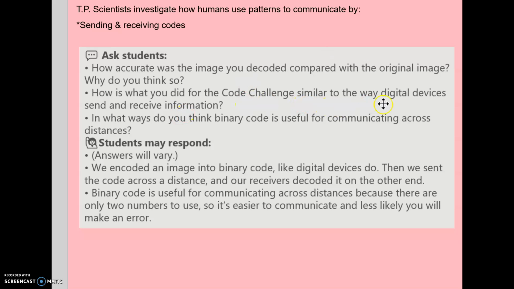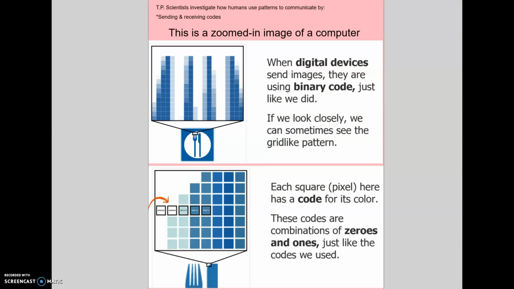And this is very similar to the way that digital devices send and receive information, because it uses binary code, just like digital devices do. We sent the code across the distance, and the receivers decoded it on the other end. And binary code is useful for communicating across distances because there's only two numbers to use, so it's really easy to communicate, and it's less likely that you'll make an error. Remember when I was trying to describe it, we made a lot of errors. This is much more accurate.